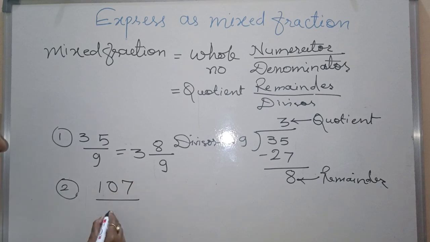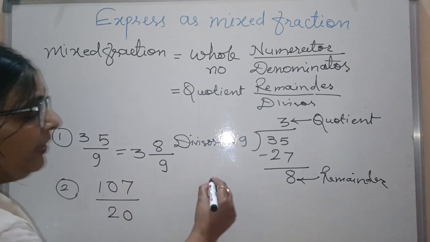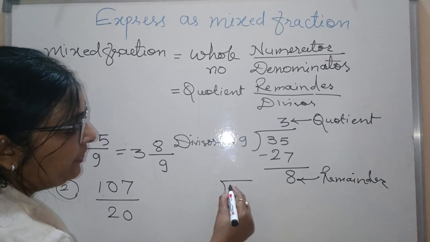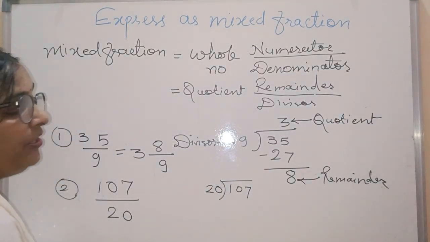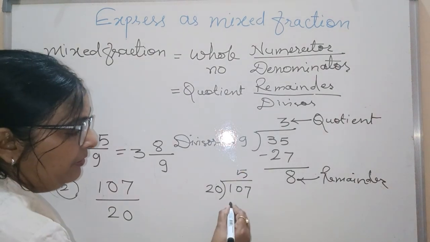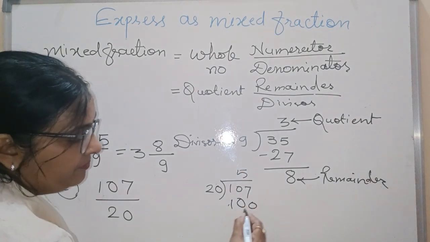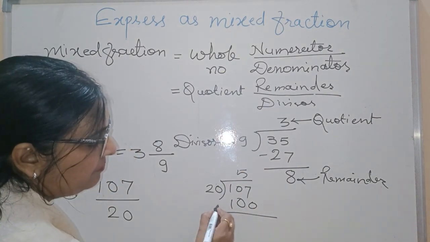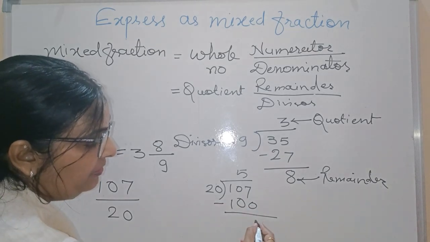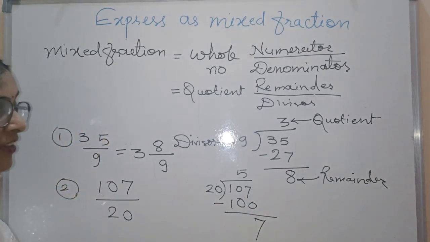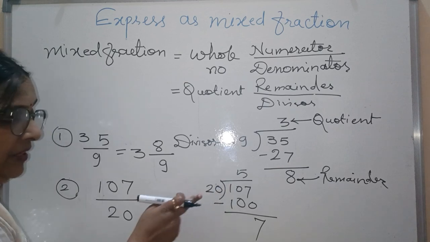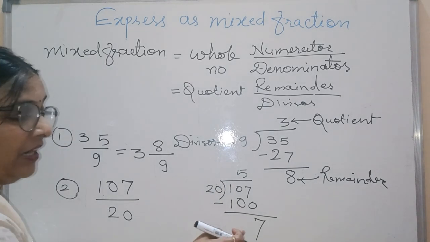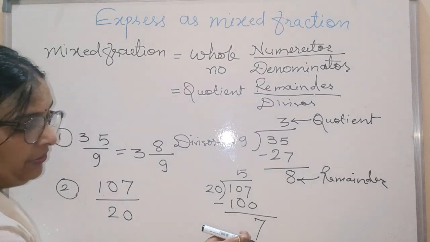107 by 20. Divide 107 by 20. 5 twenties are 100. How much left here? 7. Now again, this 5 is your quotient. This is your divisor. And this 7 is your remainder.